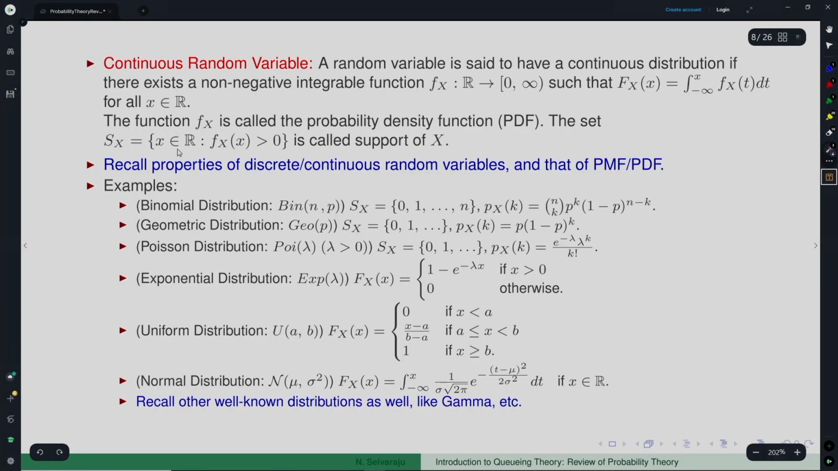And some of the common examples that we might encounter, or you would have encountered, are these distributions. For example, the binomial distribution, geometric distribution, Poisson distribution are all under the class of discrete distributions. The exponential distribution, uniform distribution, normal distribution and say gamma distribution are all continuous distributions.